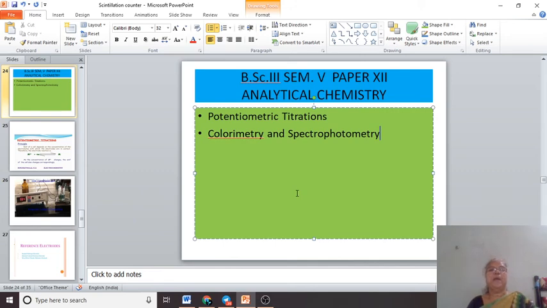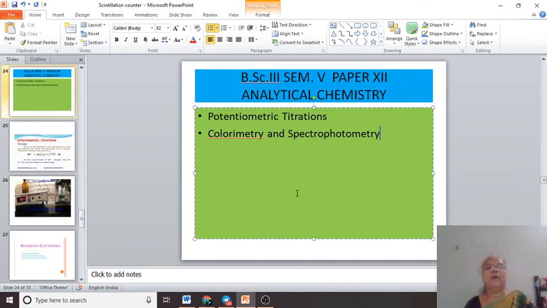You have studied conductometric titrations in BSc 2, and for BSc 3 you are going to study potentiometric titrations. The simple meaning of potentiometric titration is the determination of the end point or equivalence point of the titration by measuring the EMF or potential of the cell.